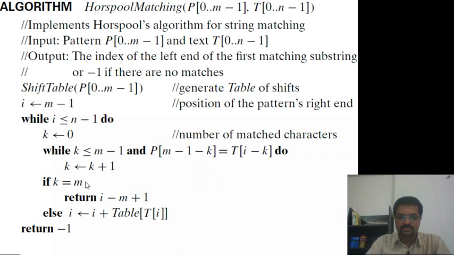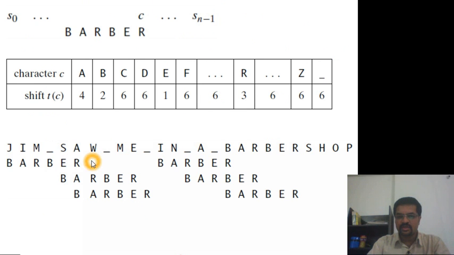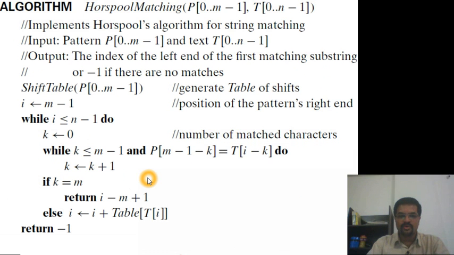And then this loop runs until i is less than or equal to n minus 1. So i could be at n minus 1 also. That is still a valid case we should consider. When i crosses n minus 1, that means we are already going beyond the input text. So in that case, we'll have to say that the pattern is not found.